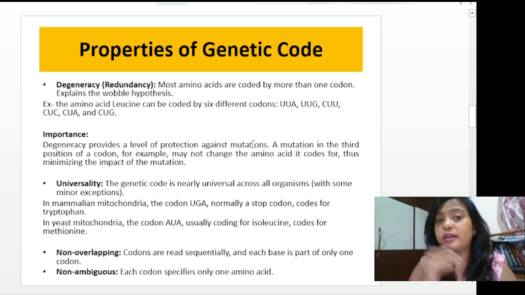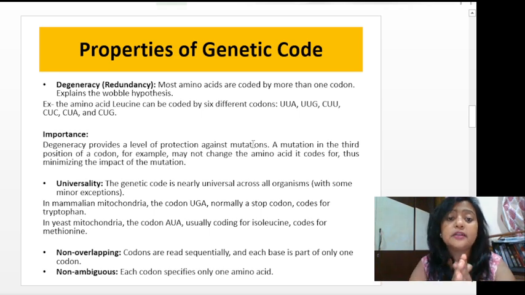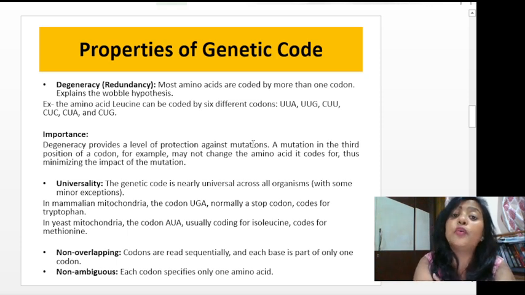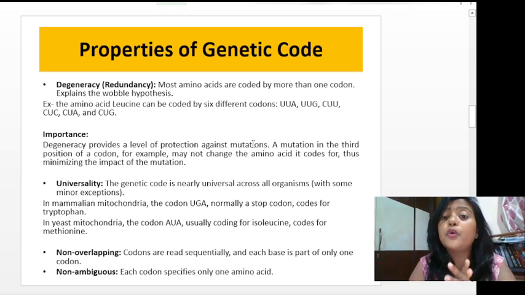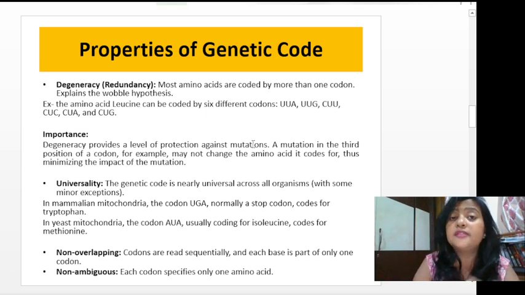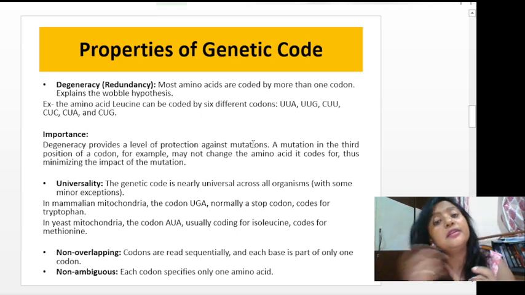I've already shown you in my table, in the PPT slide, that more than one codon is coding for one amino acid. So that means most amino acids are being coded by more than one codon. So this explains the Wobble hypothesis. What is this Wobble hypothesis? We'll talk about it in the next slide.